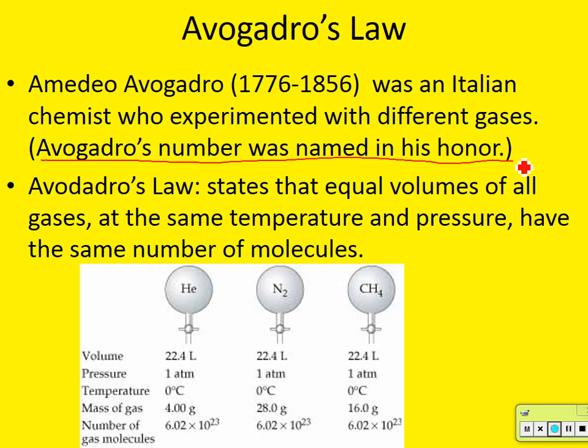Okay. So you need to write down what Avogadro's law is. Here's what it is. It states that equal volumes of all gases at the same temperature and pressure have the same number of molecules in them. So if you have equal volume of all gases, and you keep the temperature and pressure constant, you're going to have the same number of molecules in those gases. Equal volume, equal number of molecules.